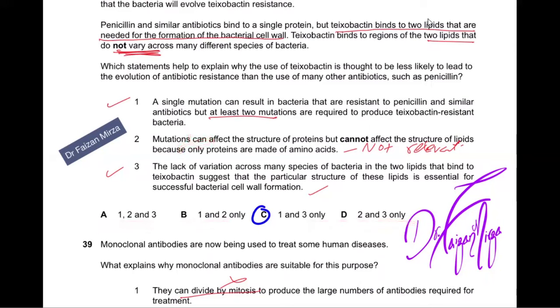Third option, the lack of variation across many species of bacteria in the two lipids that bind to the antibiotic suggests that the particular structure of these lipids is essential for successful bacterial cell wall formation. Yes, it can be used in multiple bacteria. So 1 and 3 are correct.